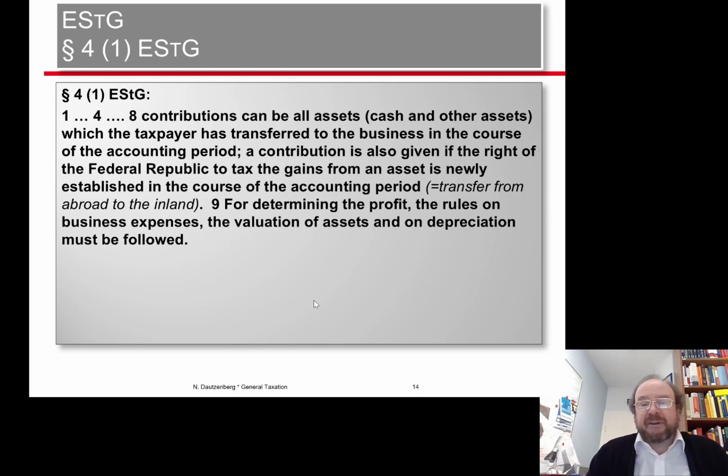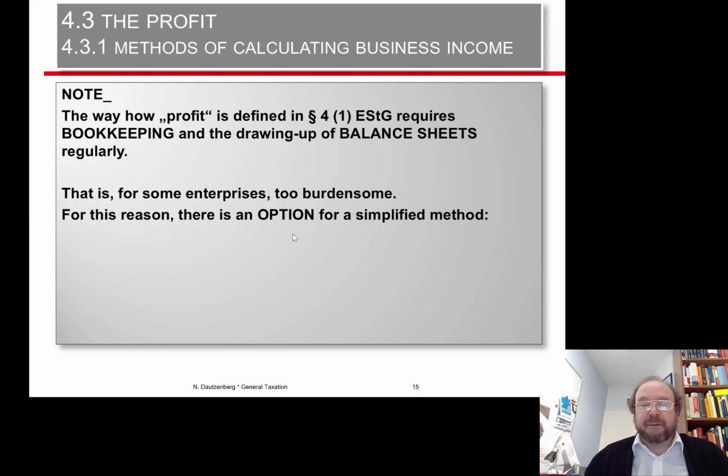Good. And naturally, it is not sufficient just to set up a balance sheet, but just to avoid misunderstandings, the last sentence says for determining the profit, the rules on business expenses, the valuation of assets, and the rules on depreciation must be followed. So you cannot make up the balance sheet as you like it. You have to follow the rules which follow.